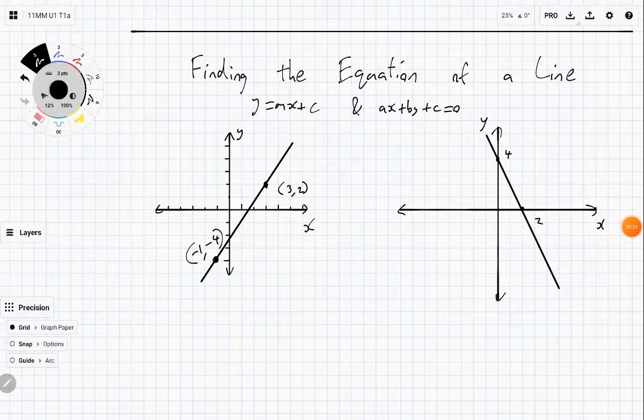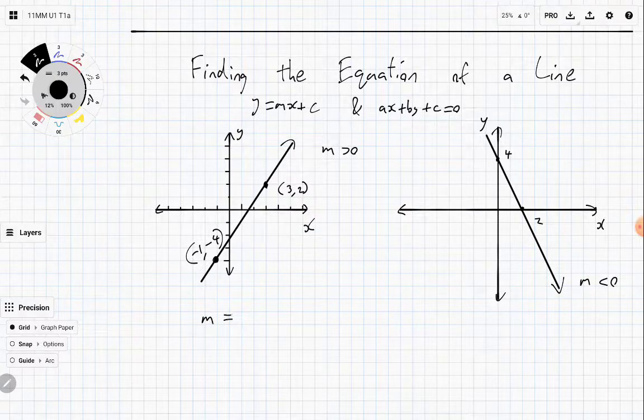So the first thing to do is to find the gradient of both of these lines. Now we can see from this one, because it is pointing up to the right, that it is going to have a positive gradient, a positive m value. So we can write that as m bigger than 0. And for the second one, we can see that the line is pointing down to the right, which means that the gradient is going to be less than 0. It's going to be negative. So let's calculate the gradient.